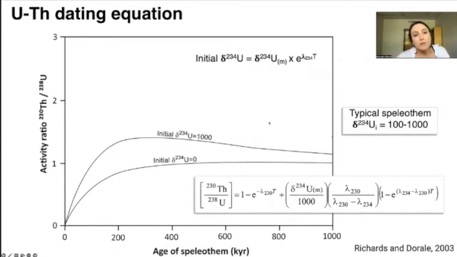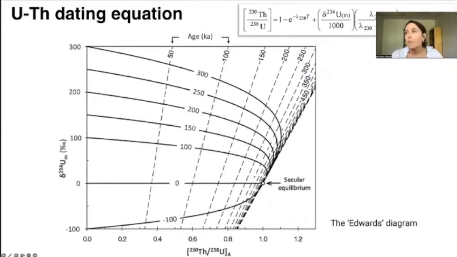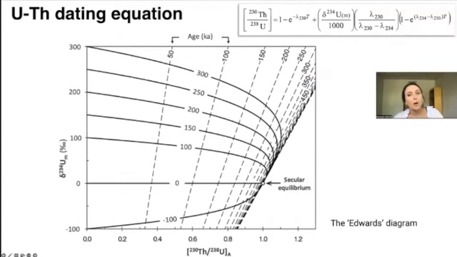So there are a number of different ways to graphically illustrate the uranium-thorium dating equation. This is just one that I usually start out with when introducing this topic, but I want to show you guys just one more. This is called the Edwards diagram because it was popularized by Larry Edwards back in the 80s. And again, we're dealing with very similar axes as in the first diagram. They're just in different places. Now we have the activity ratio of daughter to parent on the bottom. The age in thousands of years are these lean dashed lines shown here. And then instead of looking at initial ratios, we're looking at the measured delta 234, which is actually one of the variables that's plugged into this equation.